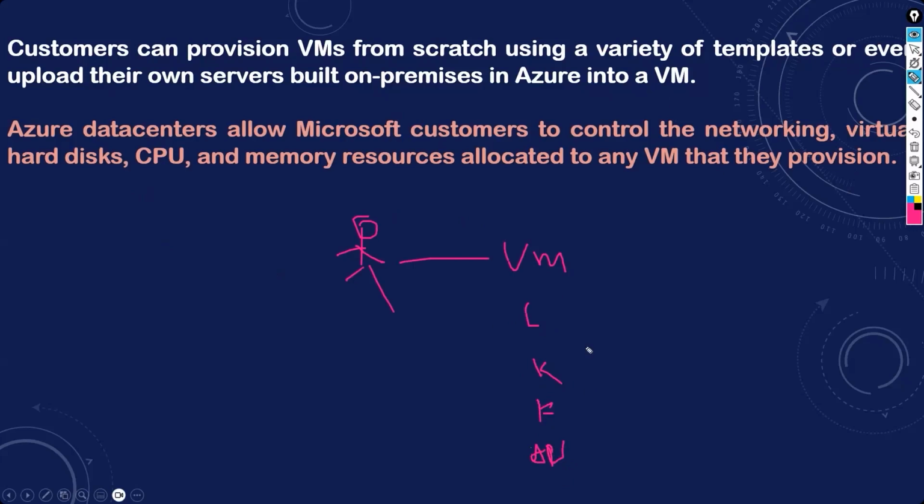Why customers go to virtual machines is because a customer has full control over the operating system, over the configuration, over the networking and firewalls, what to open, what not to open, how the network routing is configured, what type of hard disks, the storage. So you have complete control, just like a server that you have in a traditional data center.